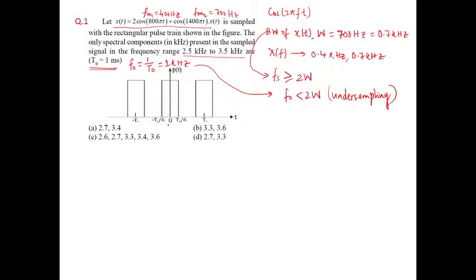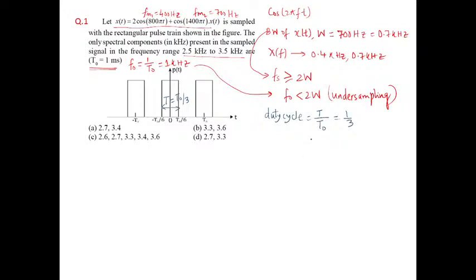Now this is a rectangular pulse train. What is the pulse width? T is equal to T naught by 3. It's the duration from minus T naught by 6 to plus T naught by 6. So the width of the pulse is T naught by 3. So what is the duty cycle? Duty cycle is equal to T upon T naught, which is simply equal to 1 by 3.